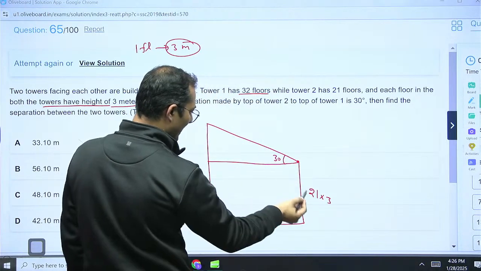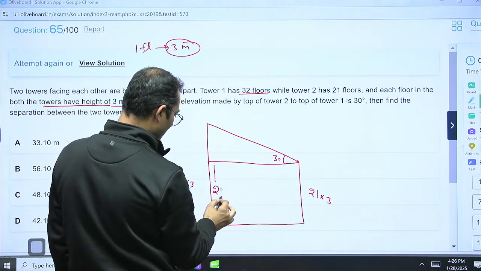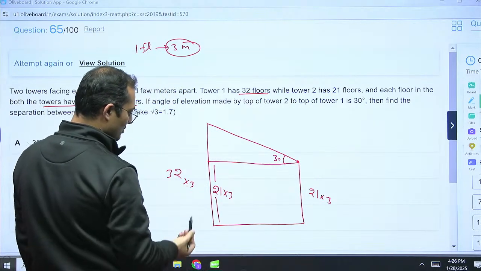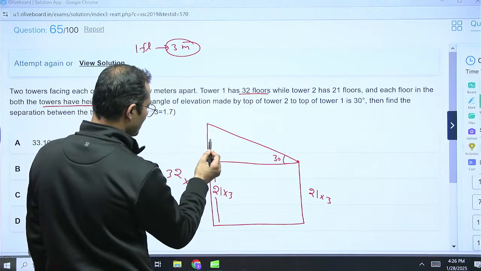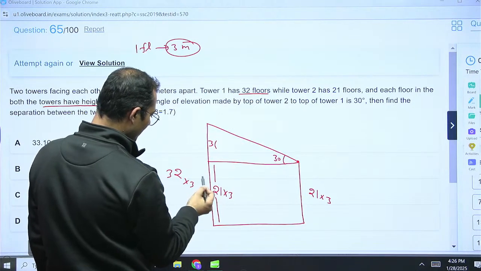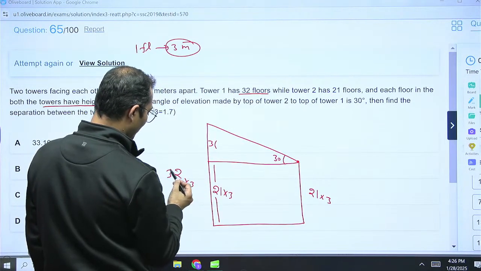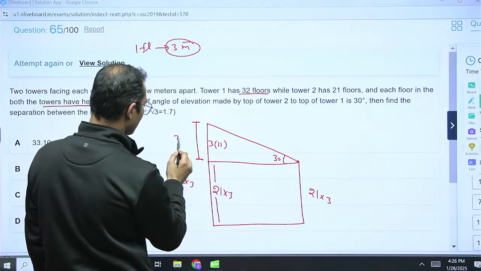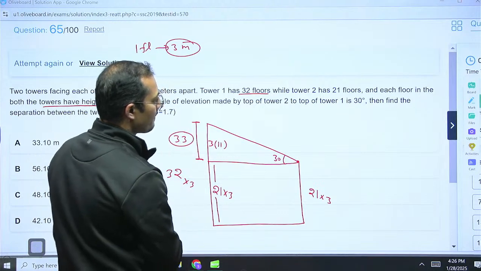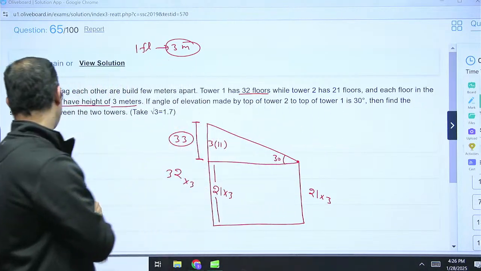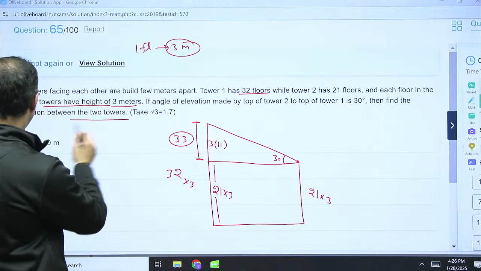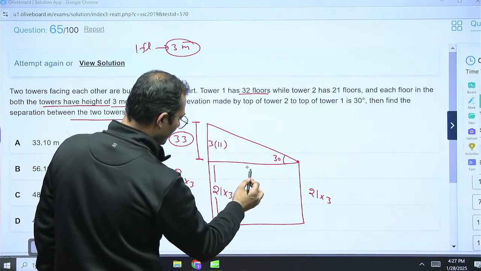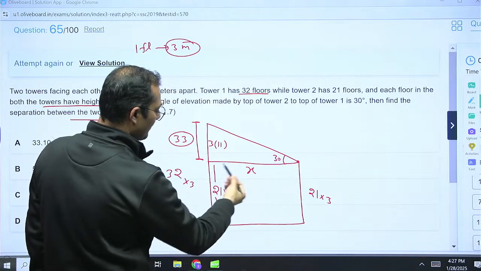So simply we can say that this here is 21 into 3, right? So subtract this from this. Okay, so we'll get what? 3 is common. See, here 3 is common. So 3 is common. 32 minus 21. So it is 11. So we can say that the height from here to here is 33. Simple. So then find the separation between the two towers. Okay, separation between the two towers. So we need to calculate the difference of this. Suppose the separation, see, the difference is x, right?